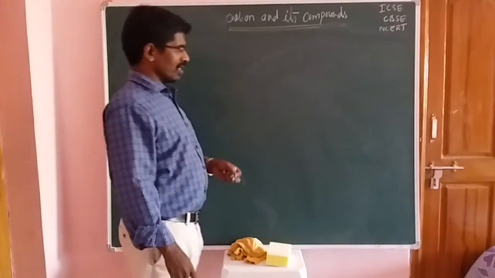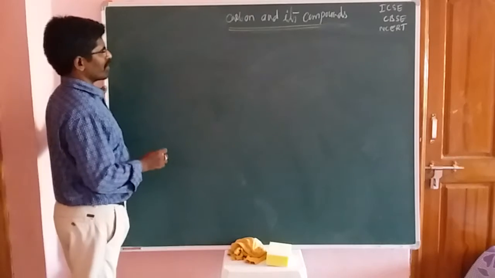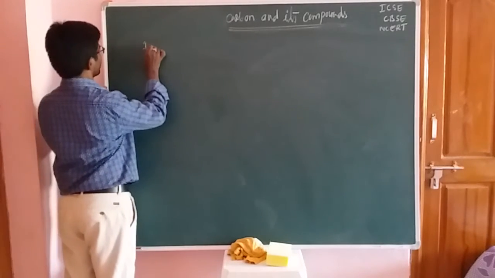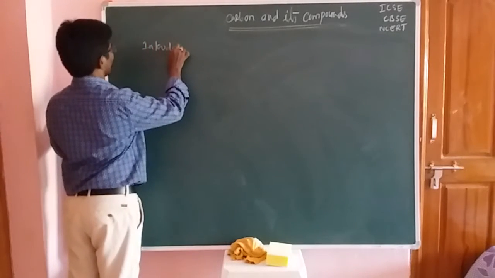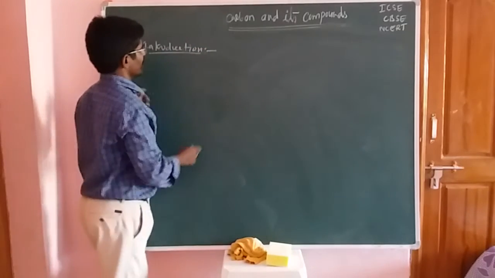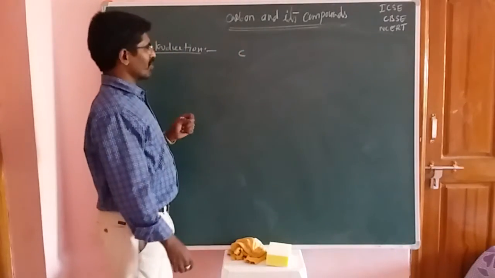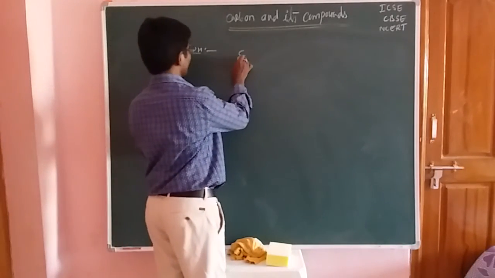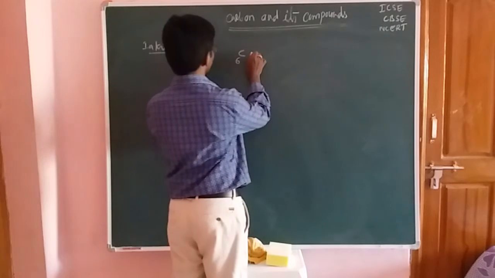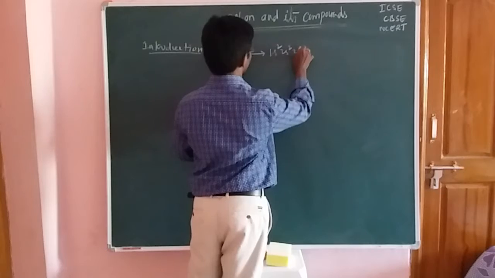Okay, students. Now I am explaining the introduction to carbon. Carbon is an element in the 4th A group, or 14th group. Its atomic number is 6. Its electronic configuration is 1s2, 2s2, and 2p2.